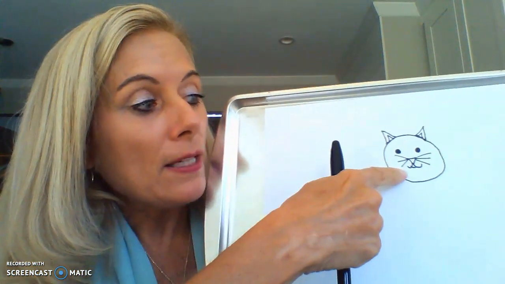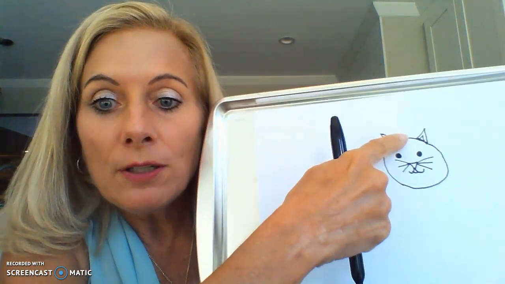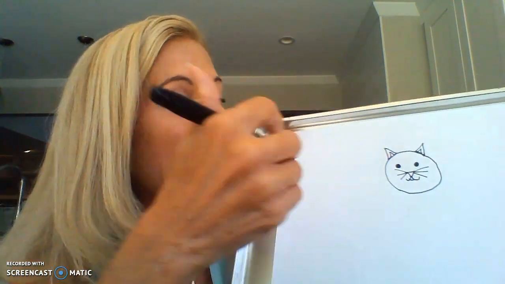So I hope you guys are drawing Pete with me. Needs a circle, triangles for the ears, circle eyes, a triangle nose, and his mouth.